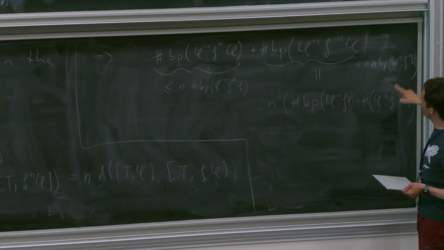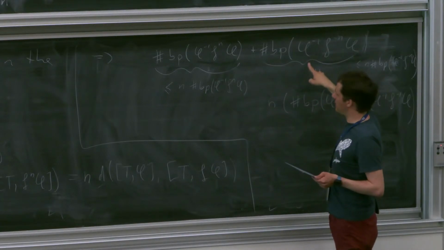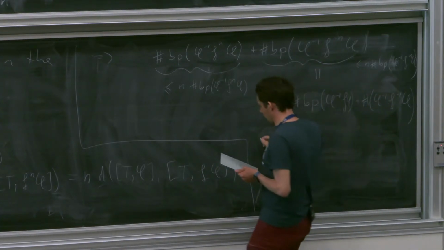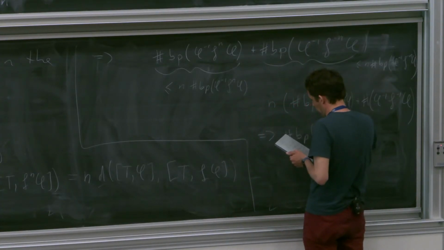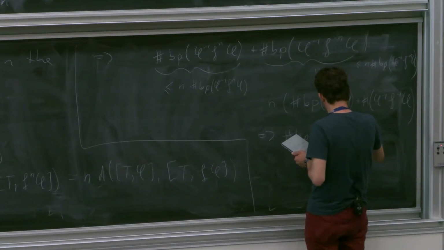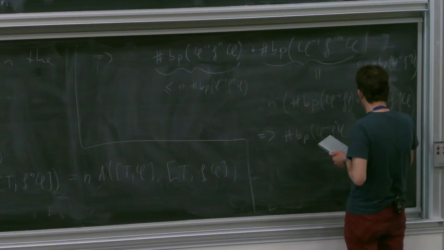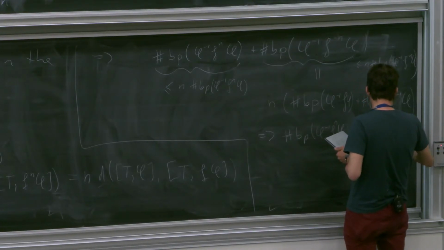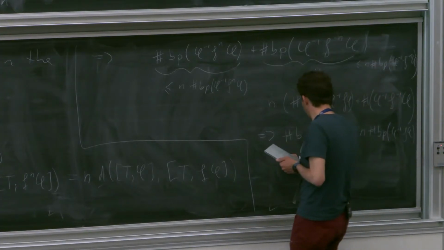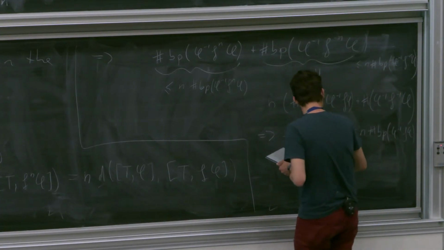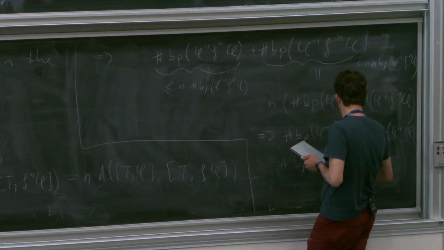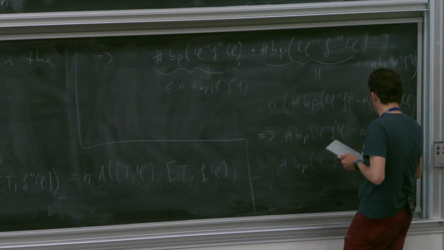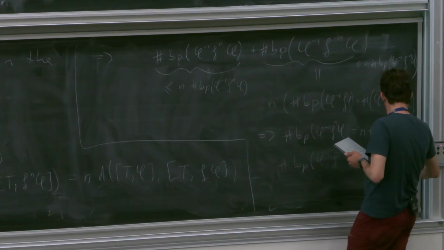So this gives us that actually we have to have equality here and here. So we obtain that the number of base points of phi inverse f phi iterated n times is exactly n times the number of base points of phi inverse f phi, and the same for the negative: the number of base points of phi inverse f to the minus n phi is n times the number of base points of phi inverse f phi.